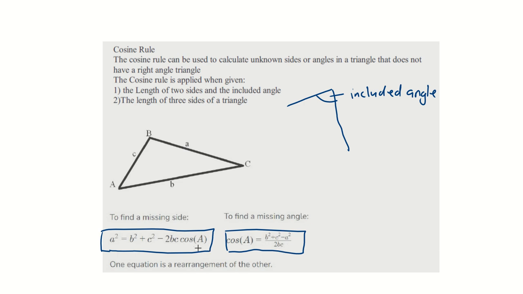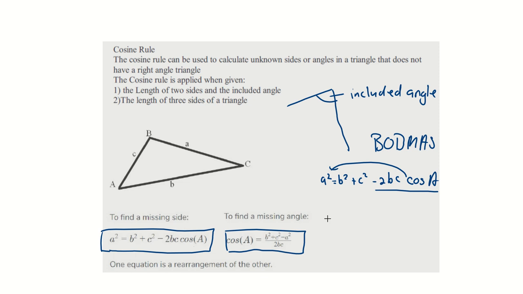Alright, so how did I get this? I have a squared is equal to b squared plus c squared minus 2bc cos A. Whenever I have to make something the subject, I go backwards from BODMAS. Is there subtraction? I want cos A to be positive. Cos A right now is negative, so I'm going to carry this across. So I have 2bc cos A plus a squared is equal to b squared plus c squared.